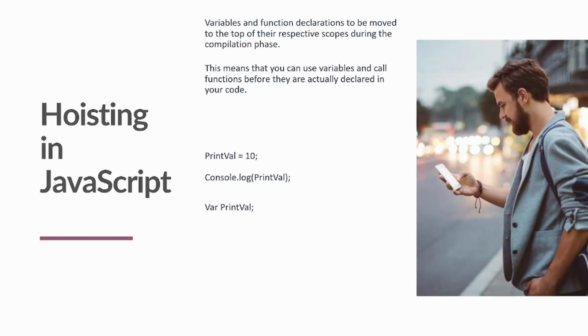What is hoisting in JavaScript? Hoisting is a special feature of JavaScript where variables and function declarations move to the top of their respective scopes during compilation time. This means that you can use variables and call functions before they are actually declared in your code. Here you can see, though we have declared printval at last, during compilation it will be considered at the top and execution will be flawless. So in this case also, the output will be 10 when we execute this code.